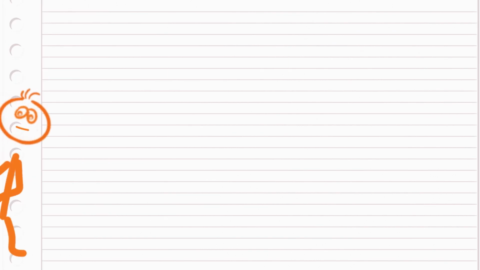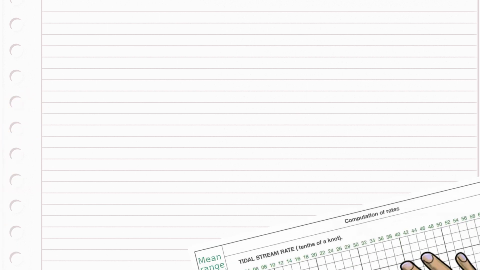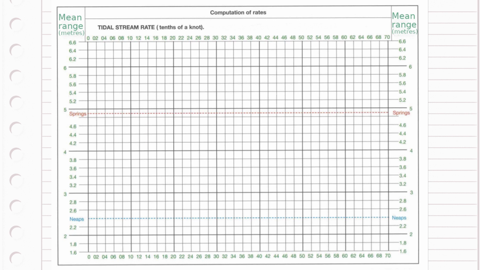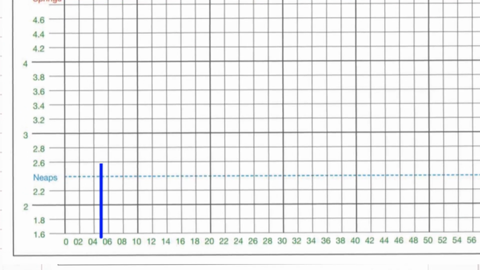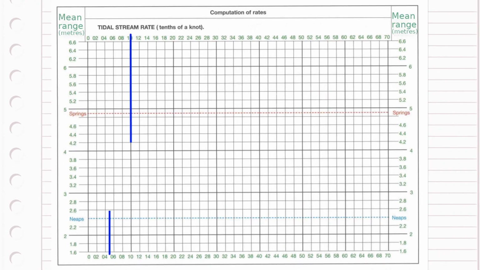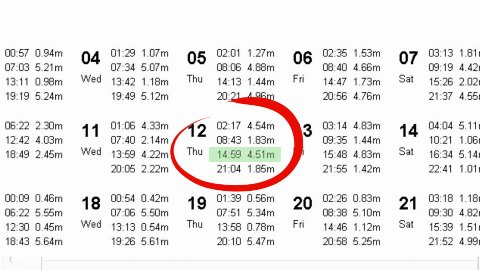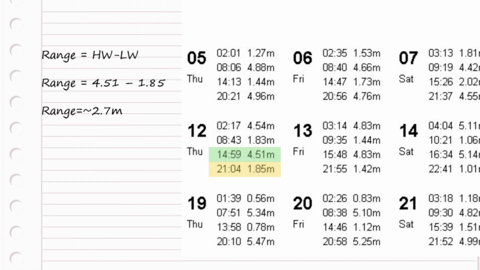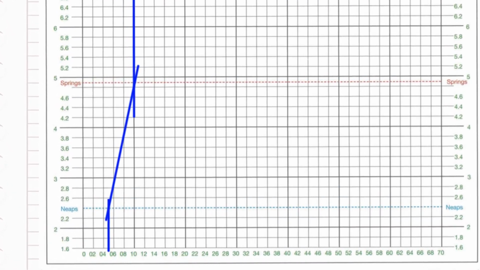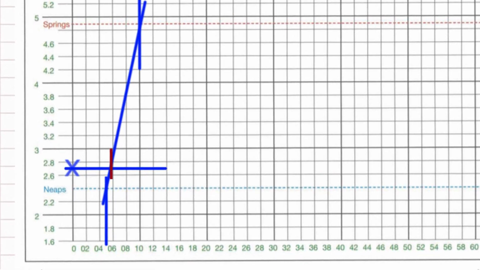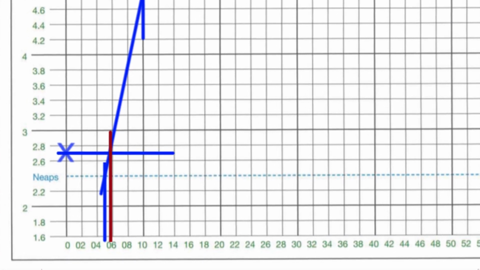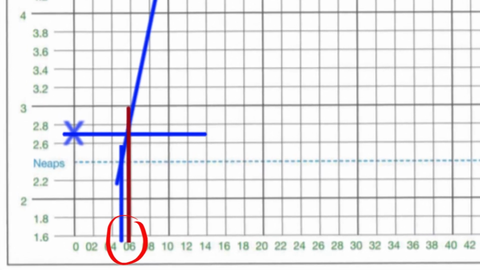But you won't be doing much sailing if you only ever go out on neaps and springs. Thankfully, you can use a computation of rates table to calculate the speed of the tide on any day. From the tidal diamonds or tidal stream atlas, mark the neap rate using the scale across the bottom on the blue line. Then mark the spring rate using the scale across the top on the red line and join these together. Look at your tidal table to find the tidal range. This is the difference between high water and low water. Plot this on the scale on the left-hand side and connect it with the first line. Where the lines meet, draw another line up or down to the scale at the top or bottom. And you can see the rate of tide for that place on that day at that time. Here it is, 0.6 knots.